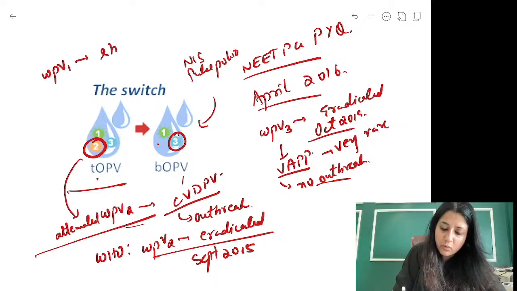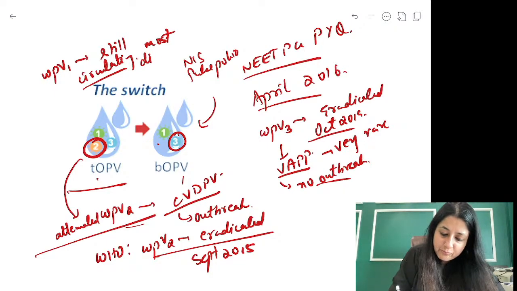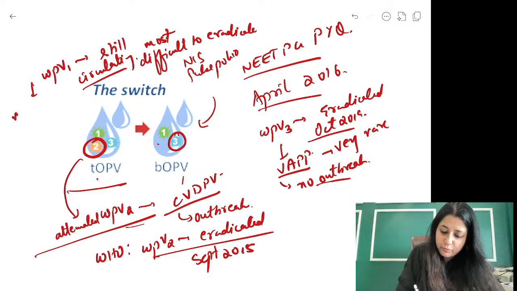And which is the form which is still circulating? Wild poliovirus 1 is still circulating. It is most difficult to eradicate. In Afghanistan, Pakistan, it is still circulating. Most difficult to eradicate, and this is responsible for natural outbreaks.